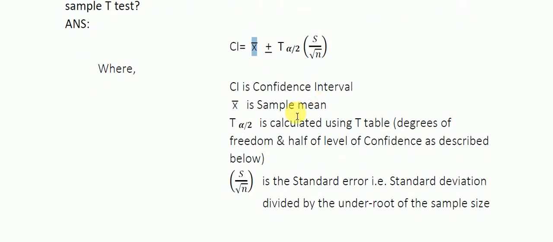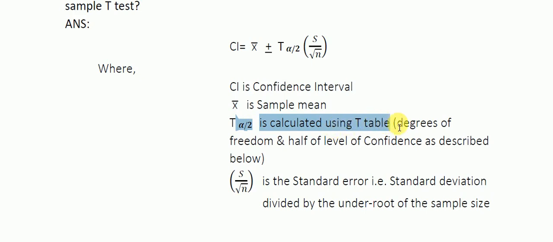So now let's see what we have got over here. CI is the confidence interval, x bar is the sample mean, which will be there in the question, t alpha by 2, so this thing. So t alpha by 2, how is it calculated? It is calculated using the t table. So if you recall, we were calculating something called z alpha by 2 previously. So here we have to calculate t alpha by 2, and t alpha by 2 is calculated very easily. We'll see how we can do that. So it's actually very easy. So t alpha by 2 is calculated using the t table.